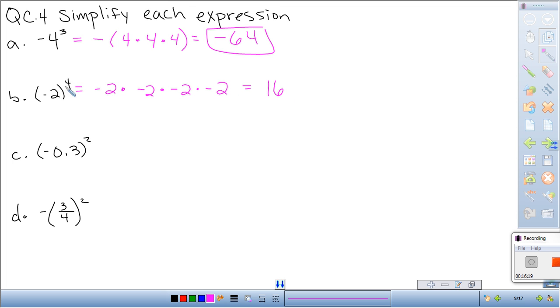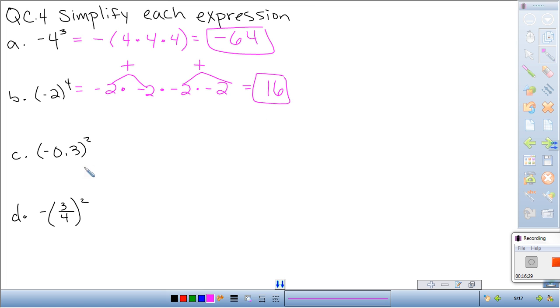Again, that even number of negatives always will give you a positive, because when you multiply two negatives together, you get a positive. So negative times negative, positive, negative times negative, positive. And we know, of course, that positives always multiplied together will give you positive.